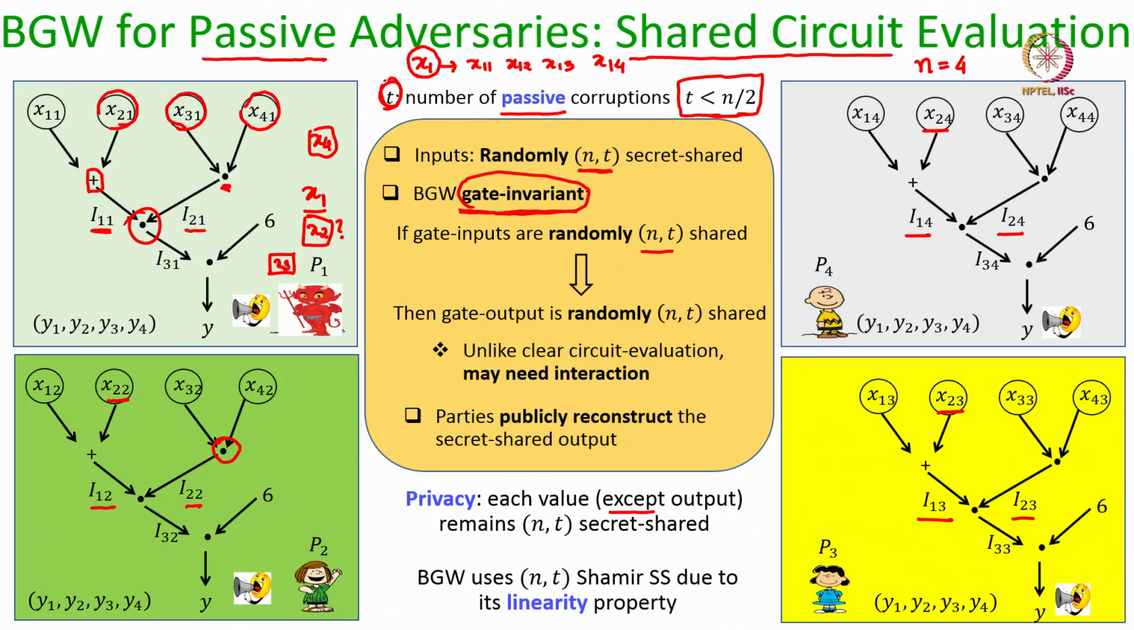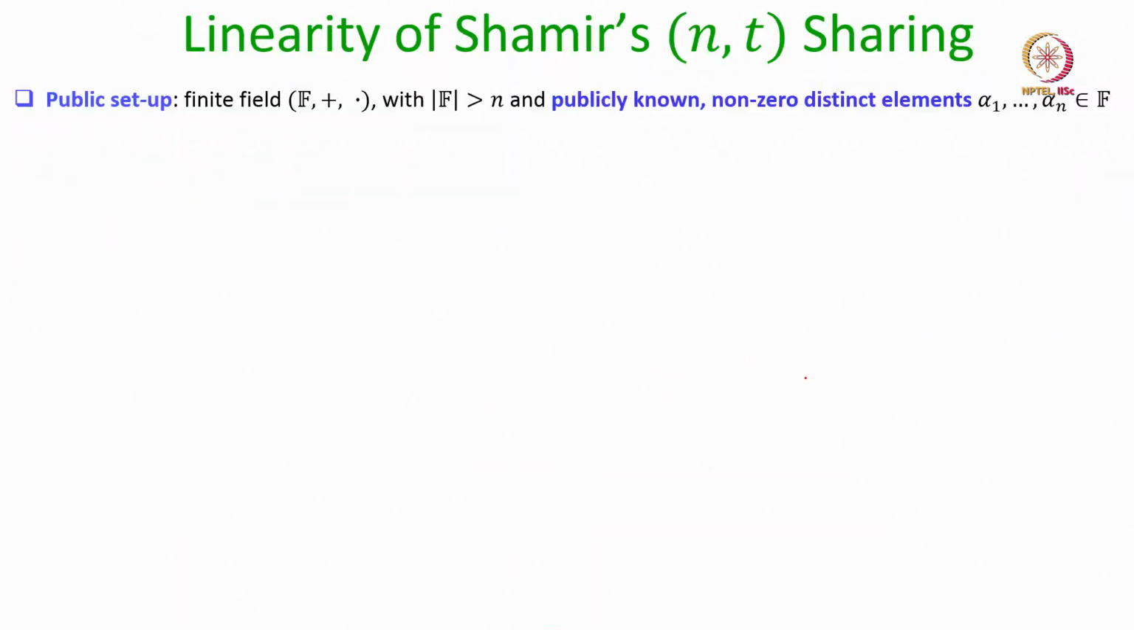And interestingly, the BGW protocol uses the T out of n Shamir's secret sharing scheme, which we had seen earlier, due to its linearity property. We will see what the linearity property is. Due to this linearity property, while maintaining the gate invariant, the parties need not interact while evaluating the linear gates in the circuit. So, what is the linearity property?